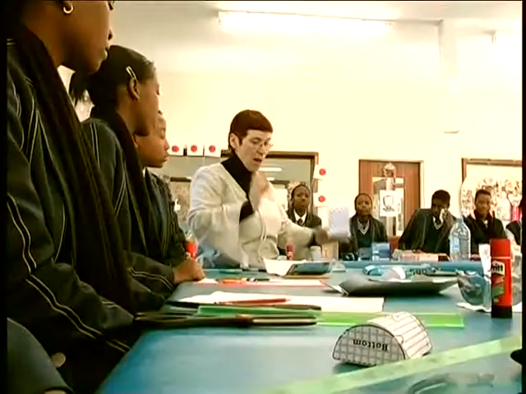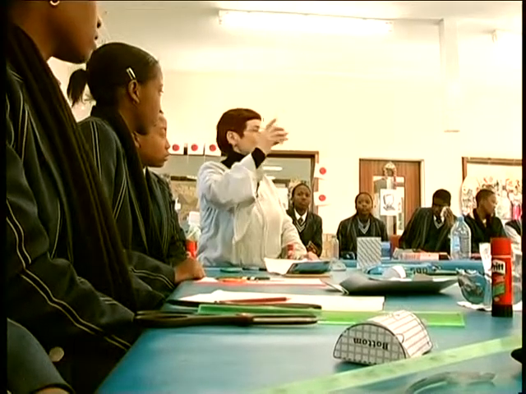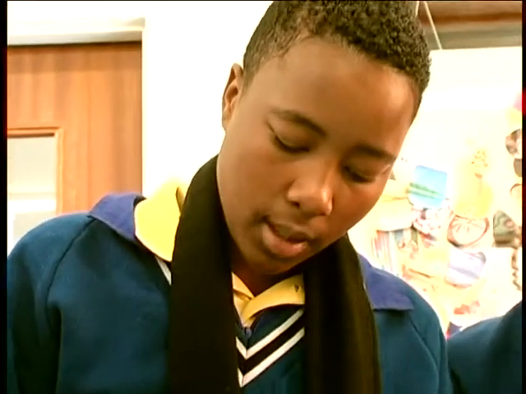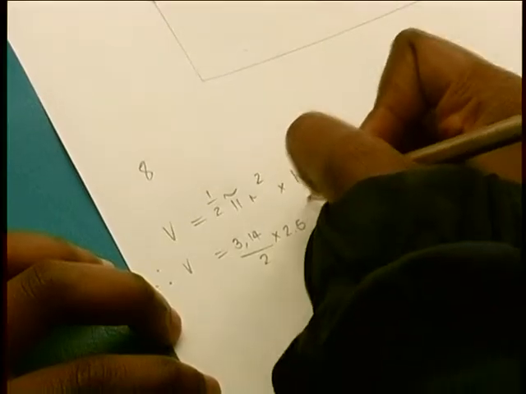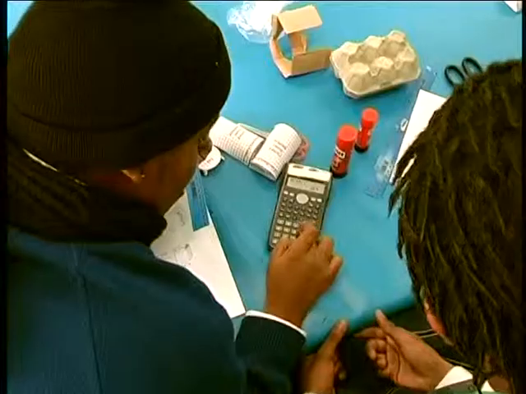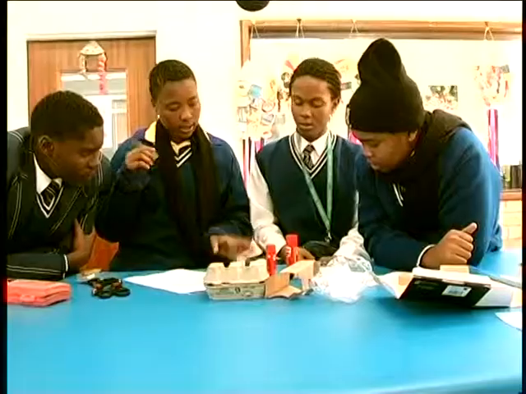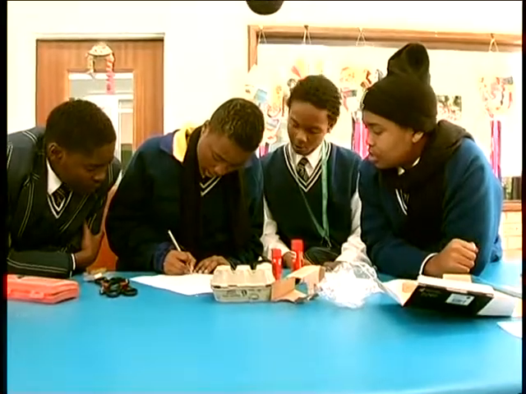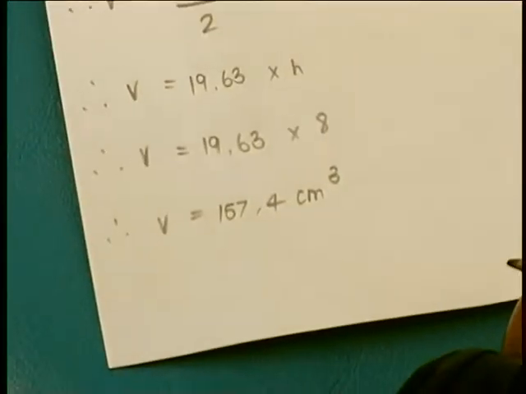Pi r squared. But we're doing a half cylinder. The formula for a cylinder is pi r squared times height. So for the formula for a half cylinder, you would divide this by 2. In this group, the learners have forgotten to divide by 2. Miss Sherman, you've got the answer.